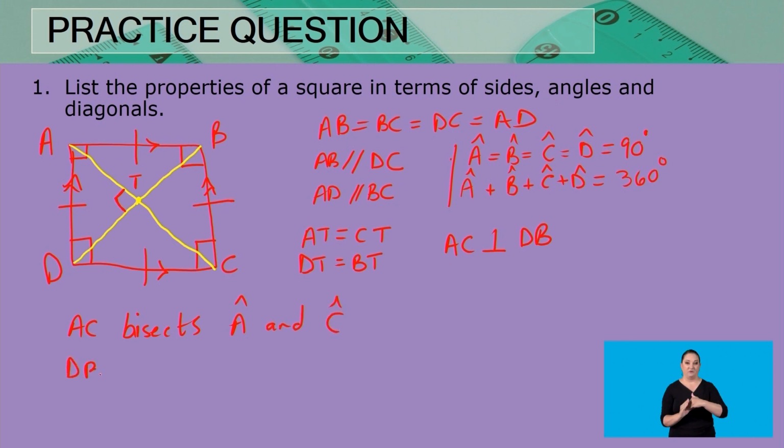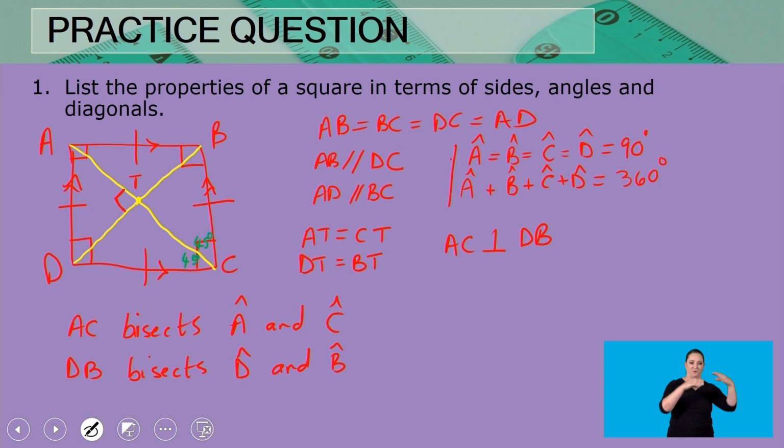And also DB bisects angle D and angle B. Since we know that the angles are 90 degrees, angle C is 90 degrees, which means when bisected, it is equal to 45 degrees each. So that angle there would be 45 degrees and that angle there would be 45 degrees. The same would apply for all of those angles since they are all bisected by the diagonals. And those are the properties of a square.